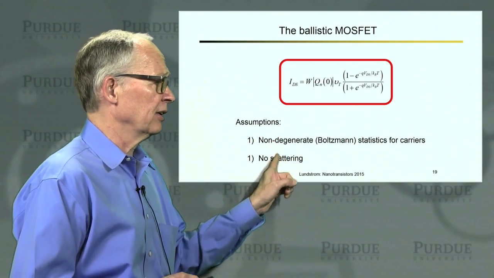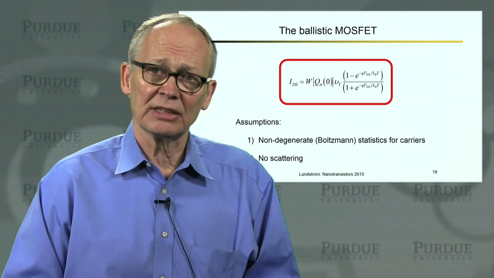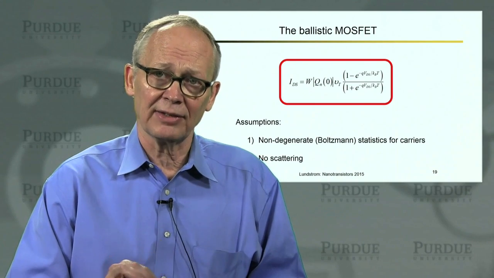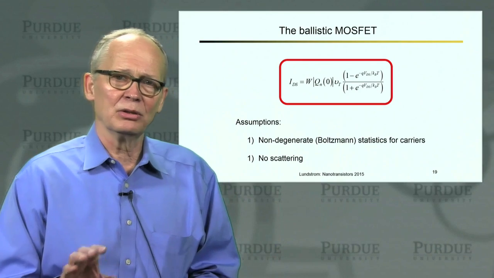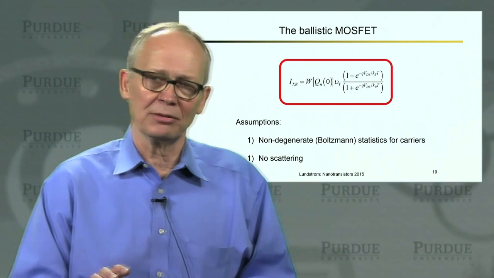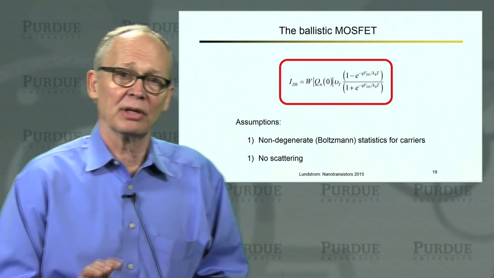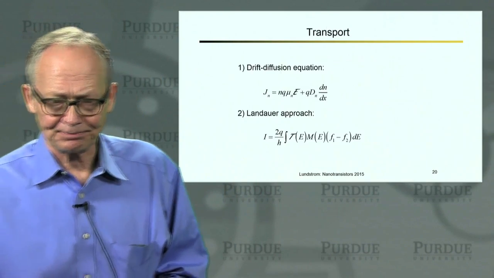The other assumption here is that there is no scattering. Now, in a realistic MOSFET, electrons are going to encounter defects and surface roughness and lattice vibrations and things that they're going to scatter off of. It is hard to include that scattering in a thermionic emission model, and that's really the power of the Landauer approach. It's going to allow us in Unit 4 to include carrier scattering.